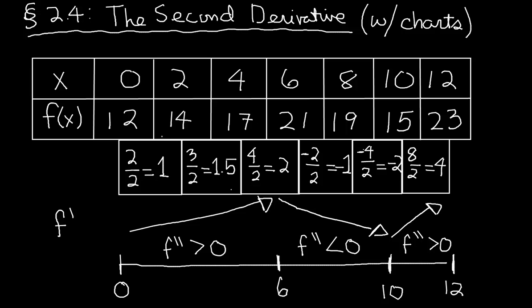Remember, these average rates of change will get closer and closer to the actual derivative as long as these x values are small. Here we have differences of 2, so they might not be so accurate, but the point is this is an estimate. This will give us an idea of where the second derivative is positive or negative.